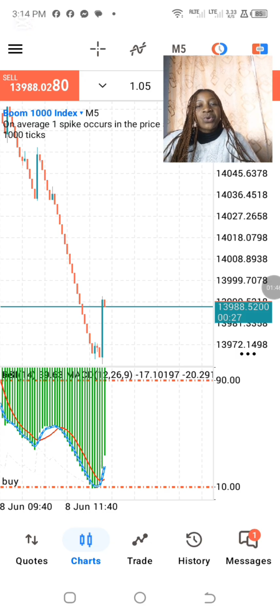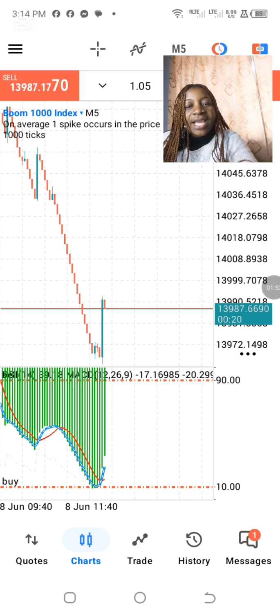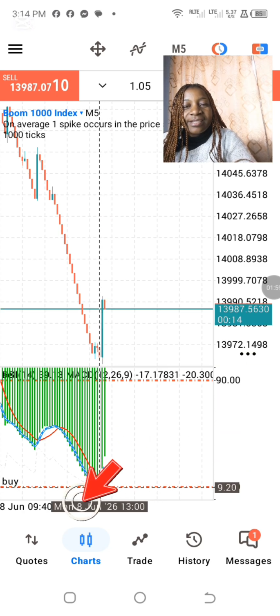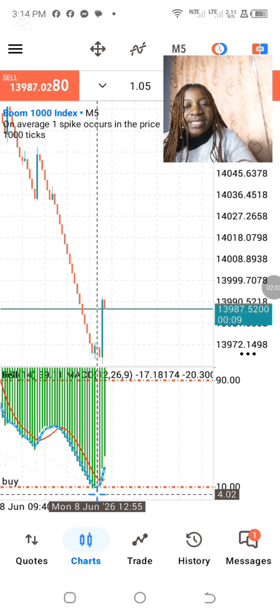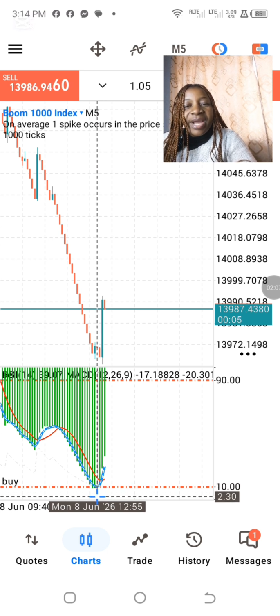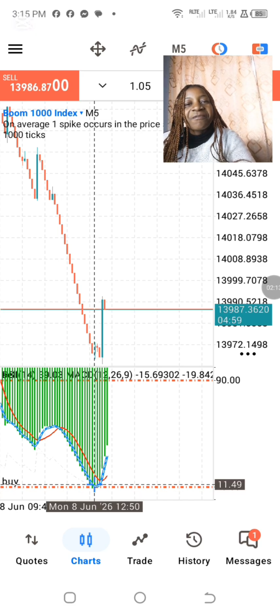So the first condition, we come on our indicators window and we need to check this MACD or this histogram. This histogram must reach level 10. Like here, this is level 10. As you can see here, the MACD has reached level 10 of our RSI, and when this happens, we are free to buy.